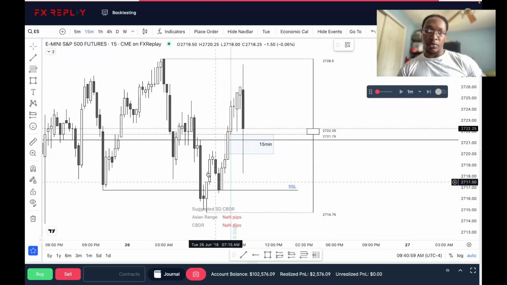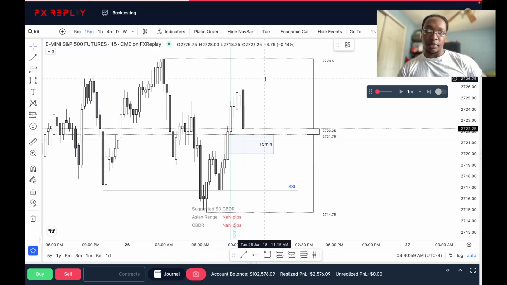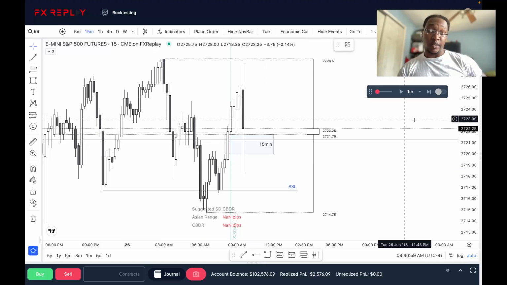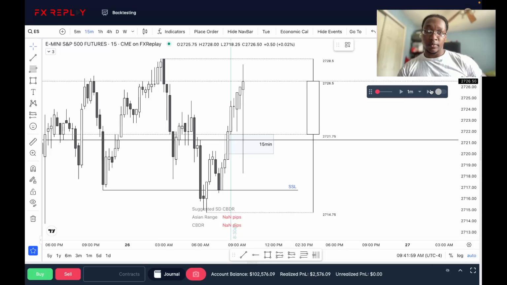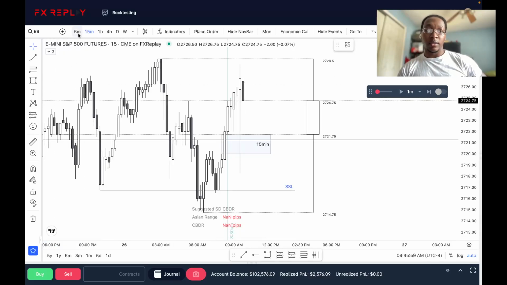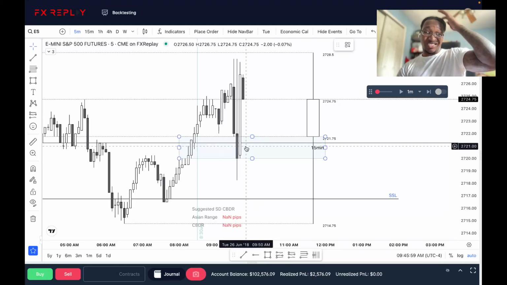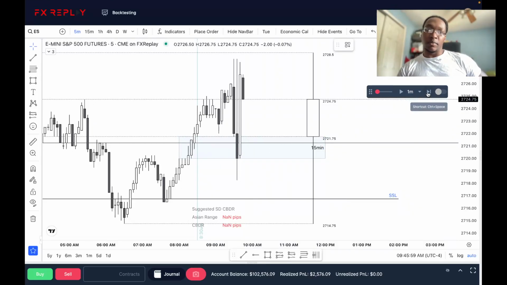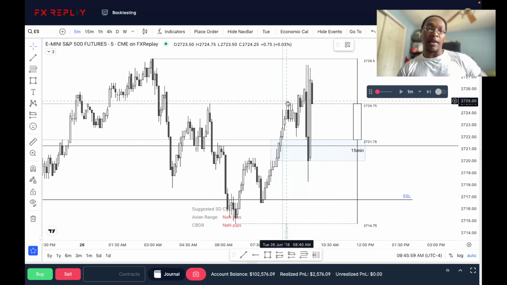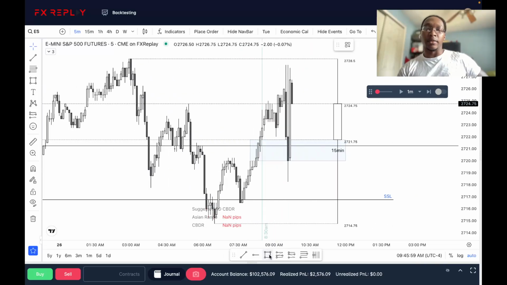Finding support at these order blocks, this inverse fair value gap here. Pushing higher for buy side. That makes sense. Oh yeah, that makes sense. 5 minute, no clear entry, but I have an idea of it pushing higher, especially at this breaker here. We have this breaker.